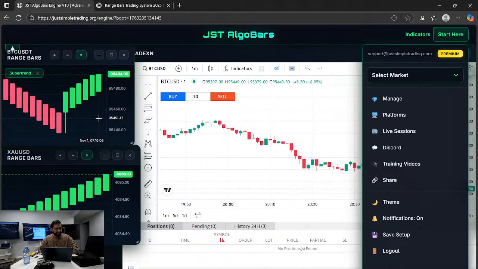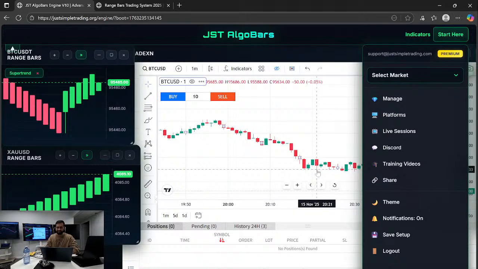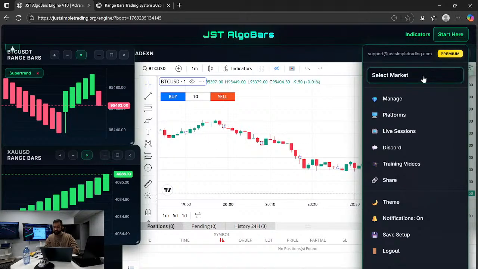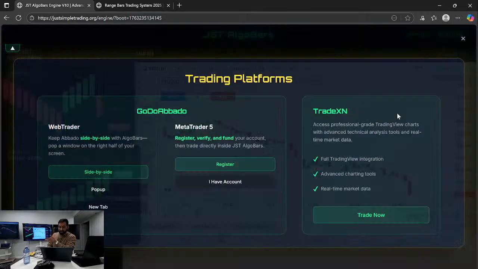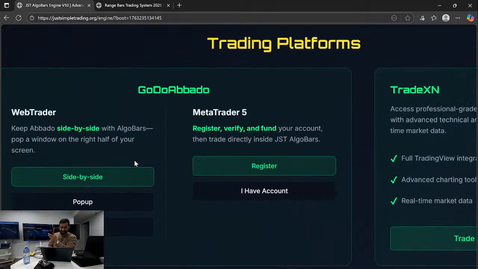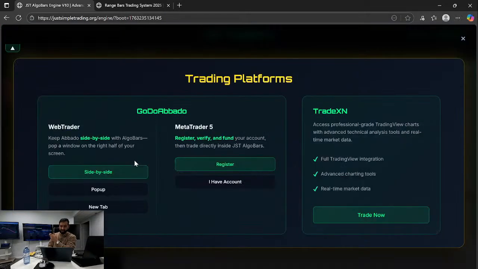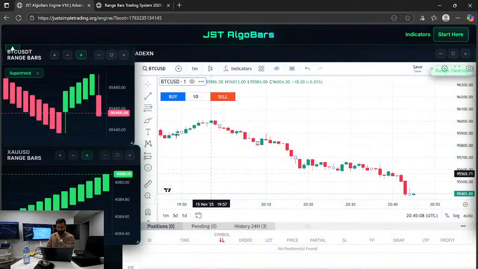Tim is saying, what's TradeXN? TradeXN is a really good trading platform. That's a platform I'm trading on right now. But Abato is also still here. So if you go to platforms, look, Abato is right there. Okay, so you can trade on Abato. You can trade on their web trader or MetaTrader or TradeXN.